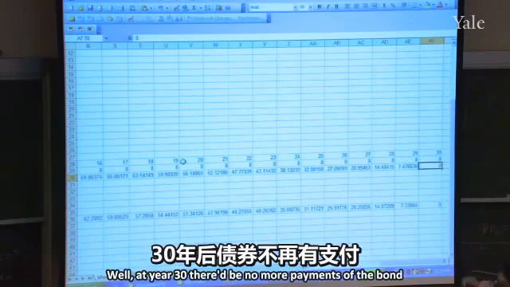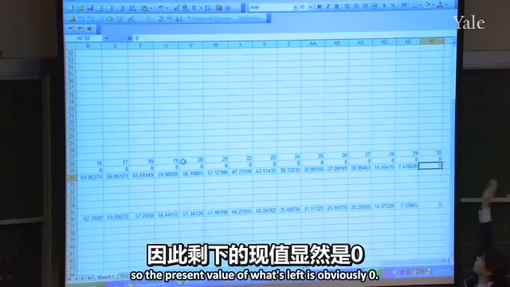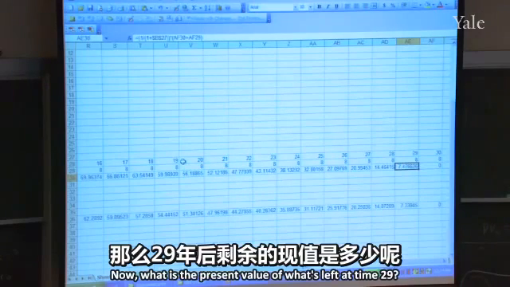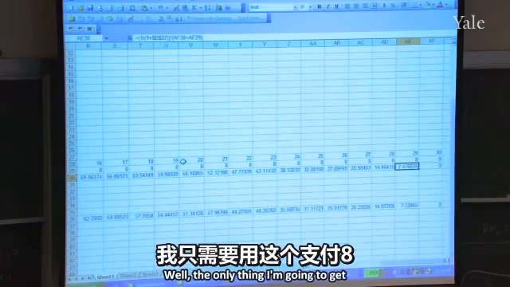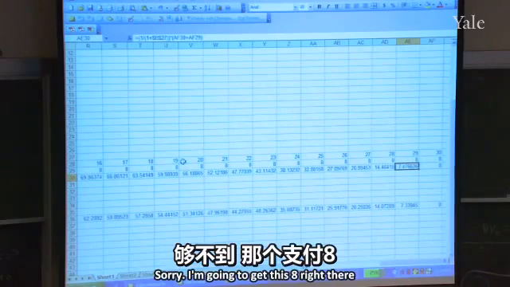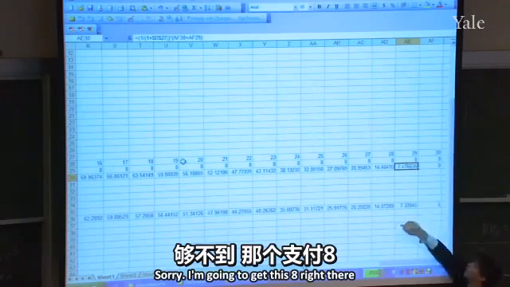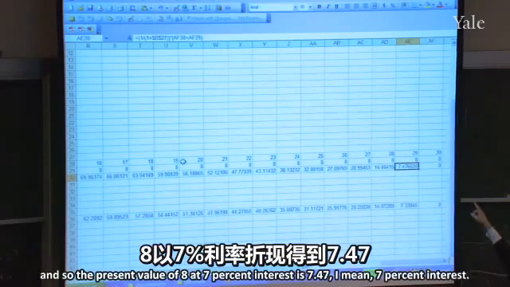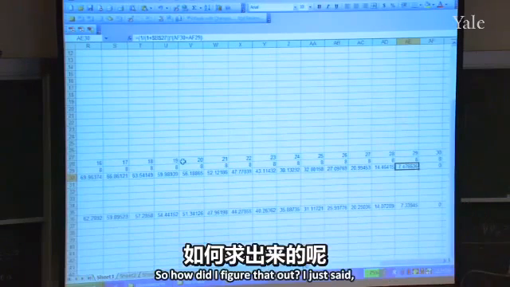Well, at year 30, there will be no more payments of the bond. So the present value of what's left is obviously 0. Now, what is the present value of what's left at time 29? Well, the only thing I'm going to get is this 8 right there. And so the present value of 8 at 7% interest is 7.47.